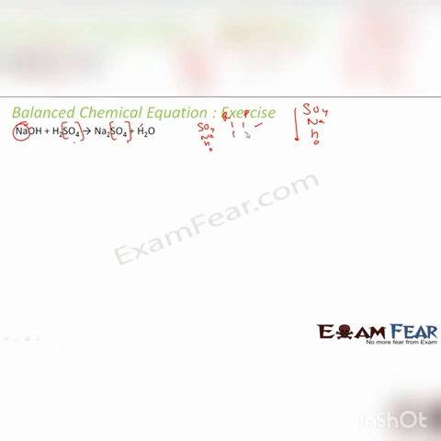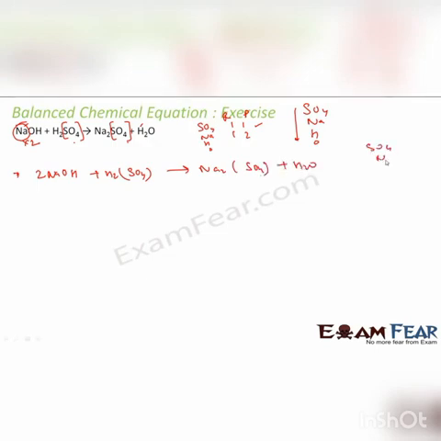Then comes sodium. Sodium we have 1 here and 2 here. Oops, it is not balanced. So let's multiply this with 2. So the new equation we get is 2NaOH plus H2SO4 is equal to Na2SO4 plus H2O.